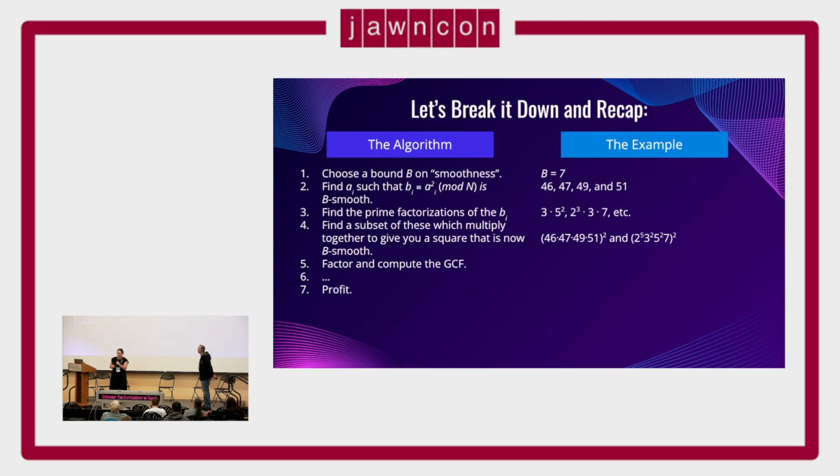We're going to recap this, and on the left side, I'm going to write how you would implement this on a computer. The right side is a recap of what we've done. So in a computer, you're going to choose a bound on this concept called smoothness.